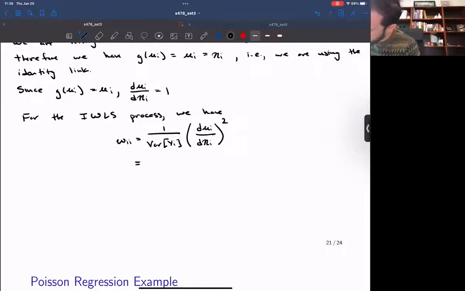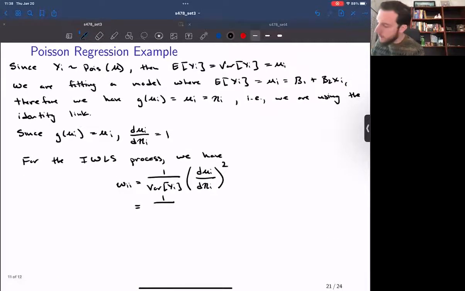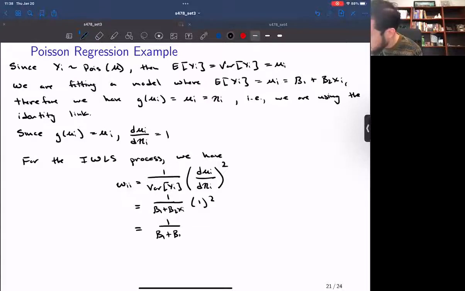So this is going to be equal to 1 over, and then we're going to have 1 over the expected value of y_i, which is mu_i, which is beta 1 plus beta 2 x_i, multiplied by 1 squared. It's equal to 1 over beta 1 plus beta 2 x_i.